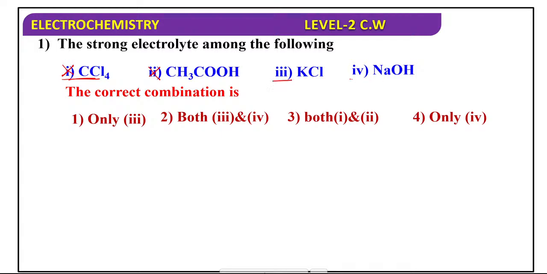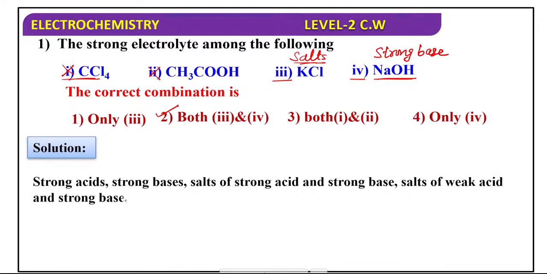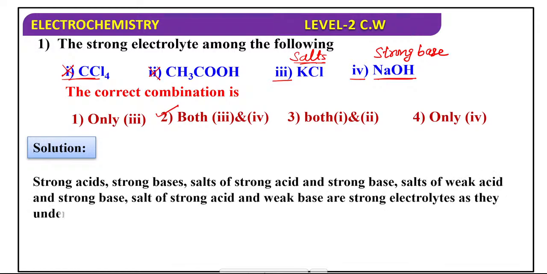So KCl and NaOH, you know KCl is a salt. Salts are always strong electrolytes. And sodium hydroxide, it is a strong base, so it is also a strong electrolyte. That means 3 and 4 is the right option. Strong acids, strong bases, and salts of strong acid, strong base, salts of weak acid, strong base, salts of strong acid and weak base are strong electrolytes because they undergo nearly complete dissociation in solution. So both 3 and 4 is the correct option.